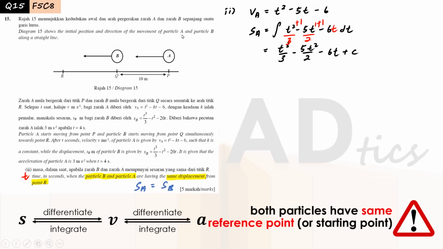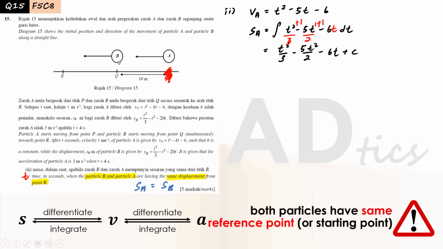Okay, so what I'm going to do here is for the starting point of particle A, I am going to change from P to Q. Okay, so everything now refers to Q, and the displacement of these two particles will be based on point Q. Okay, so it will be easier for us to track their location and to see when they will have the same displacement from point R.